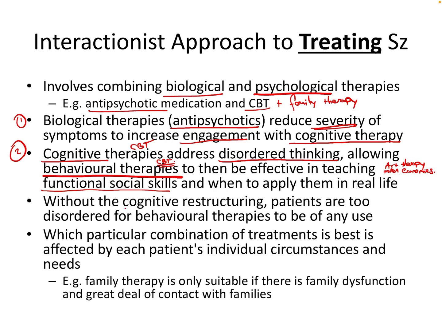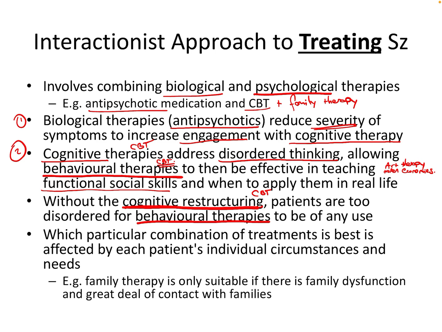So without the cognitive restructuring, which we see in CBT, the patients are typically too disordered for any of those behavioural therapies to be effective. And so the cognitive therapies are necessary for behavioural therapies to be effective, and biological therapies are necessary for cognitive therapies to be effective. And so they all really work hand in hand.